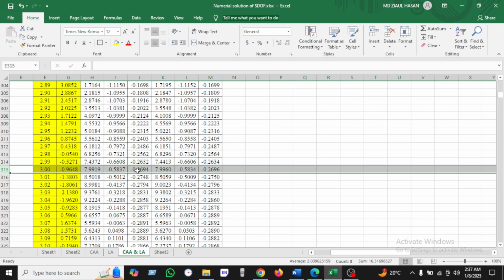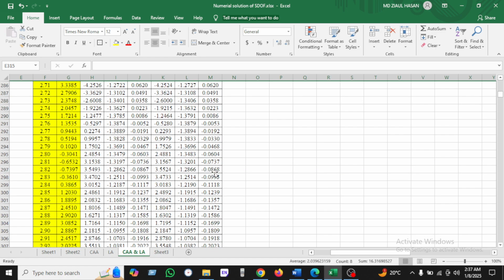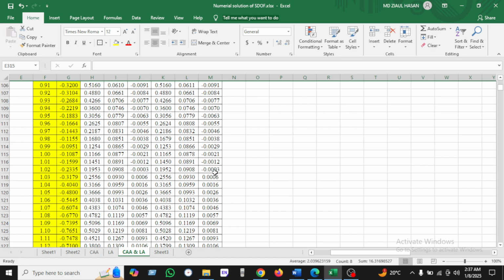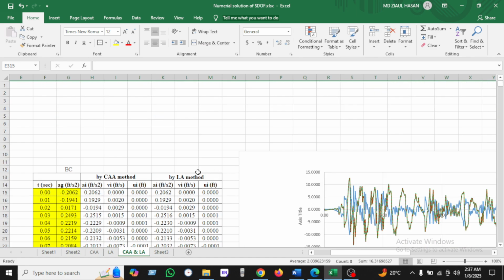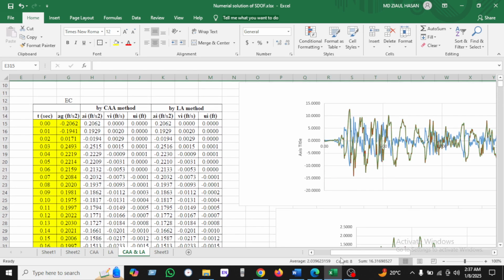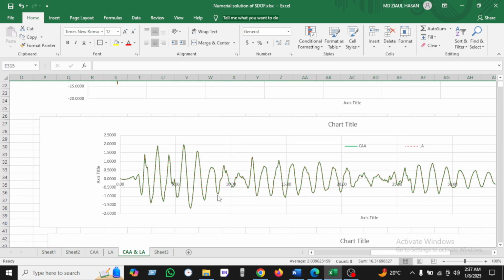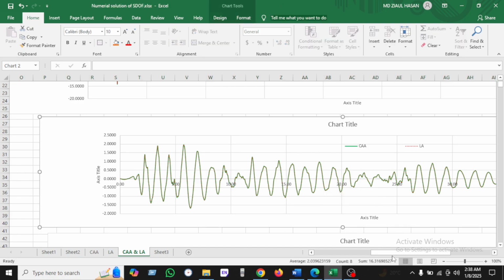So in this way we can see the velocity is 0.5038, but the velocity is lower, which is 5834. The displacement is 0.2694, but the displacement in linear acceleration is 0.2096. So we can see the linear acceleration method is getting more value than the constant average acceleration method. So I am plotting here some graph in the axes. You can see.